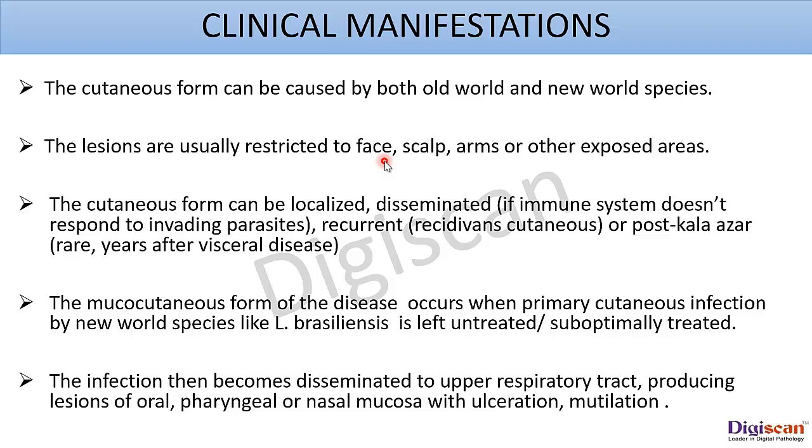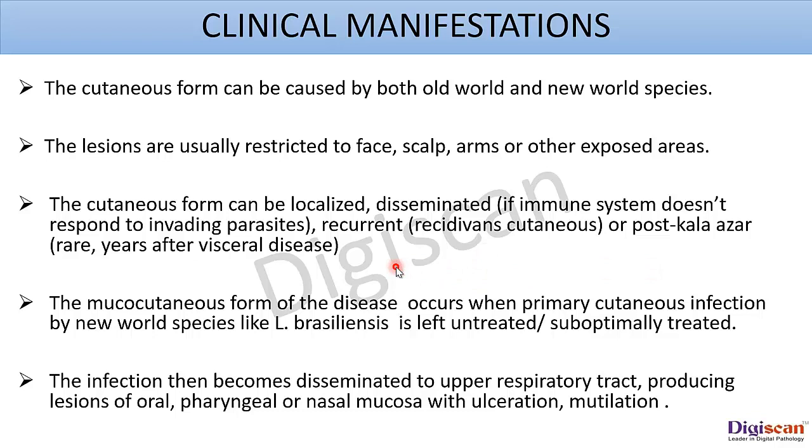The lesions are usually restricted to the face, scalp, arms, or other exposed areas. The cutaneous form can be localized or disseminated in case there is a weakened immune system, recurrent, or post-Kala Azar. This post-Kala Azar actually refers to the dermal form of leishmaniasis which develops after visceral leishmaniasis.